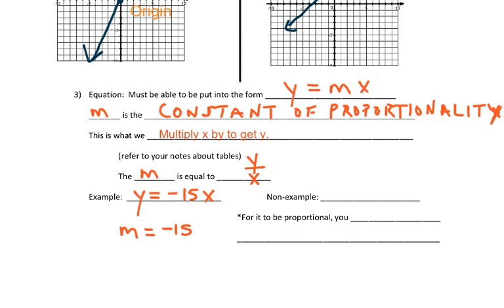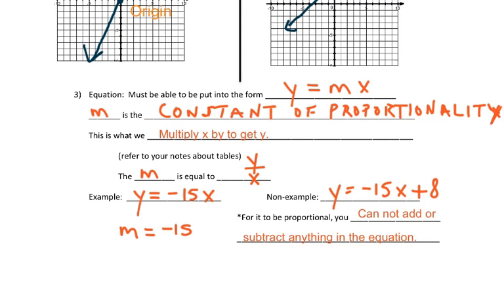A non-example would be y equals negative 15x plus 8. Because we added that 8, that takes it away from being a proportional relationship. So in order for it to be a proportional relationship, you cannot add or subtract anything in the equation.